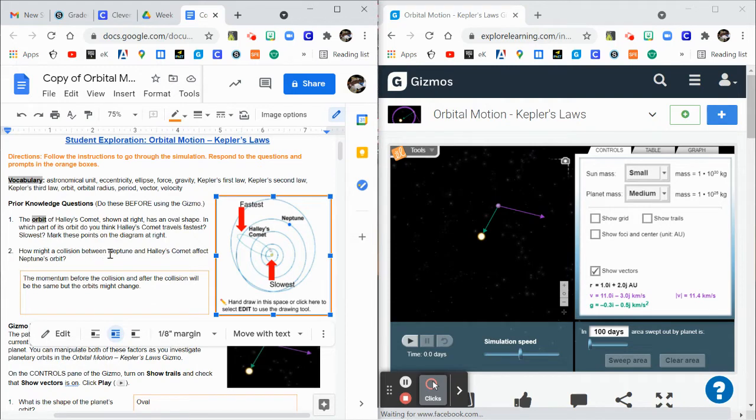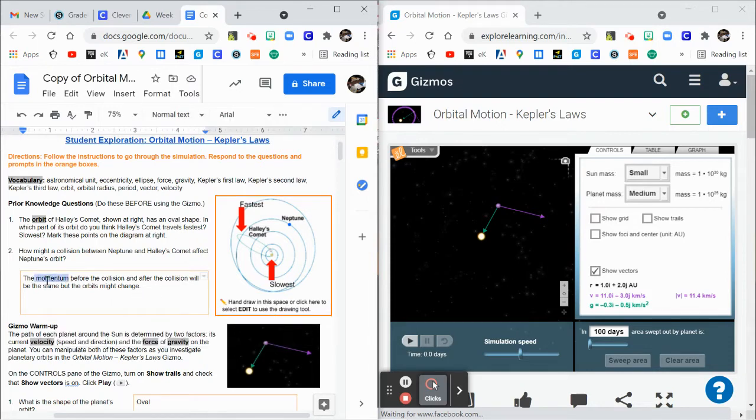How might a collision between Neptune and Halley's Comet affect Neptune's orbit? The momentum before the collision and after the collision will be the same, but the orbits might change. We learned this from learning about momentum. We know that momentum before and after a collision remains the same, but the path of the objects after the collision will change.